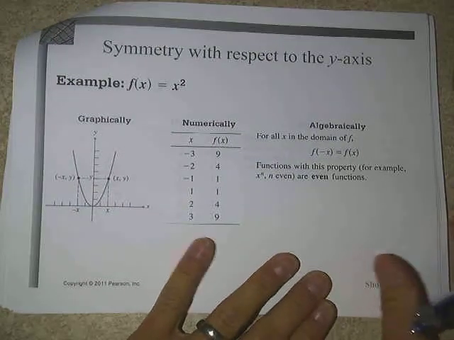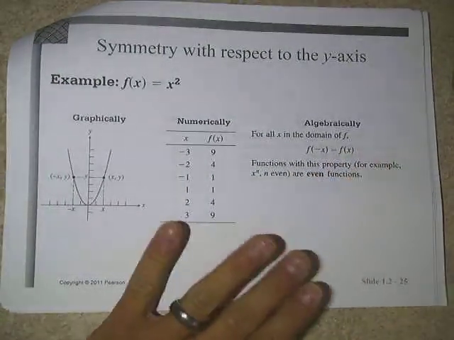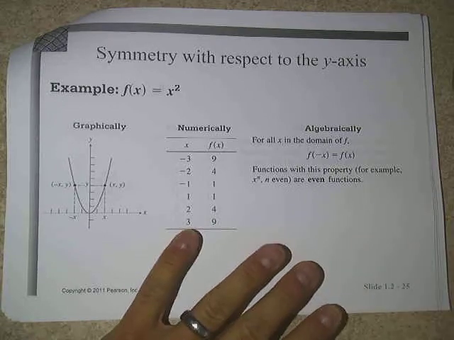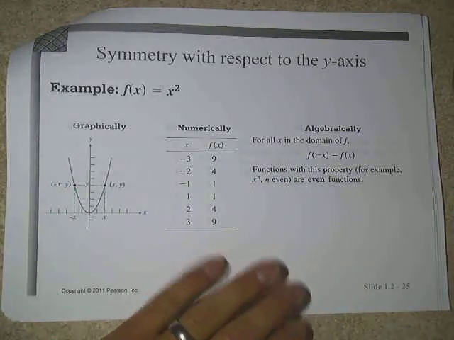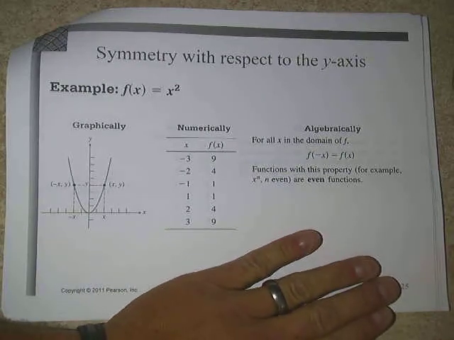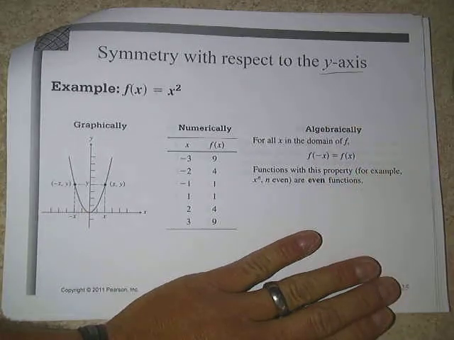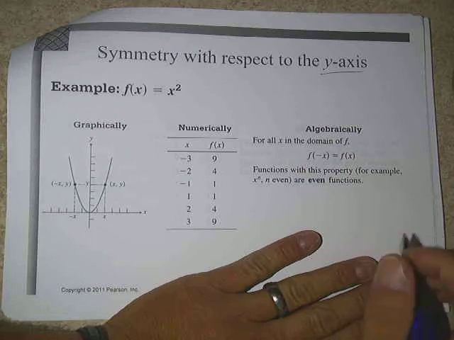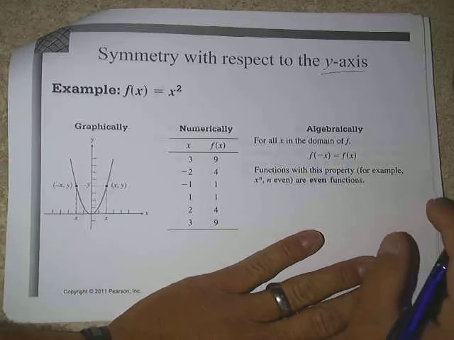Okay, we're going to look at some other features of functions. And the first one we're going to look at is what we call symmetry, because some functions have symmetry with respect to the x-axis. Actually, I should say that again, the y-axis. If it was the x-axis, then it wouldn't be a function, would it? Okay. So some functions have symmetry with respect to the y-axis.